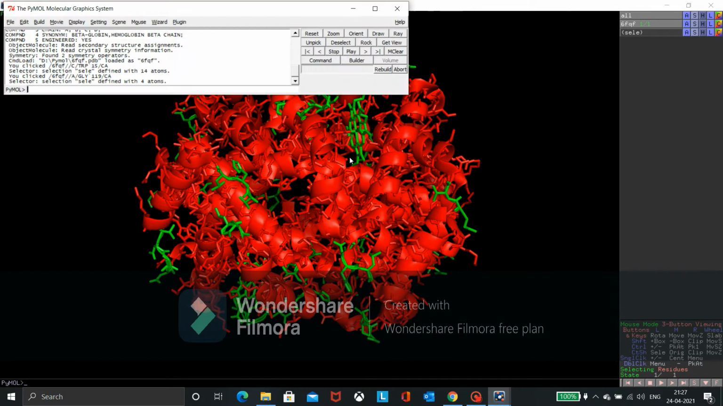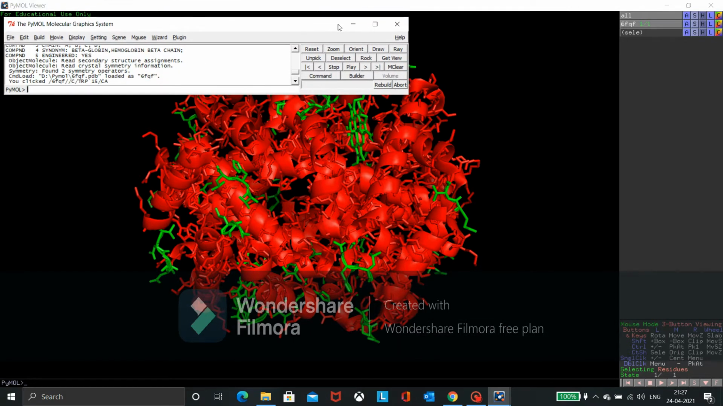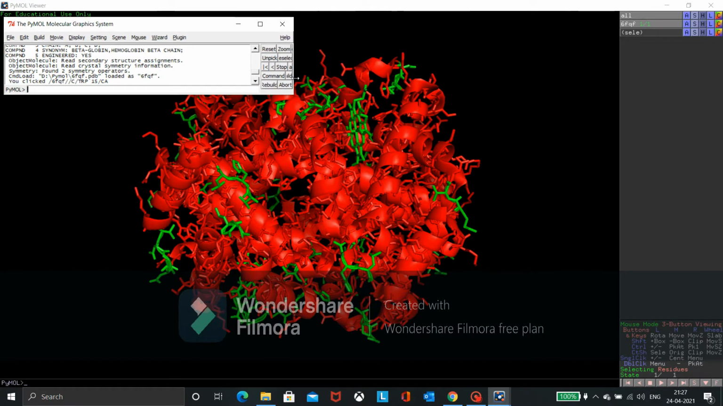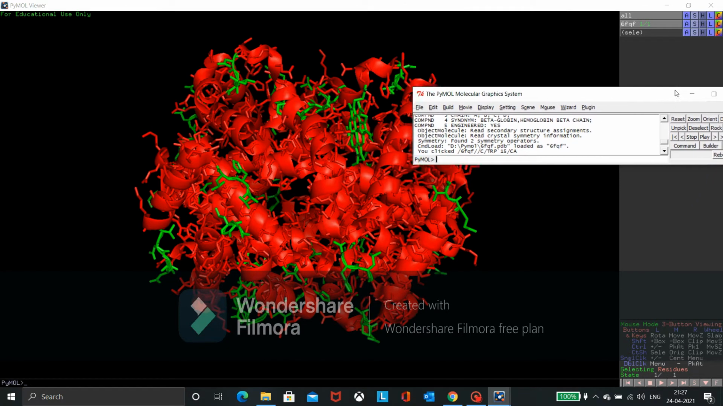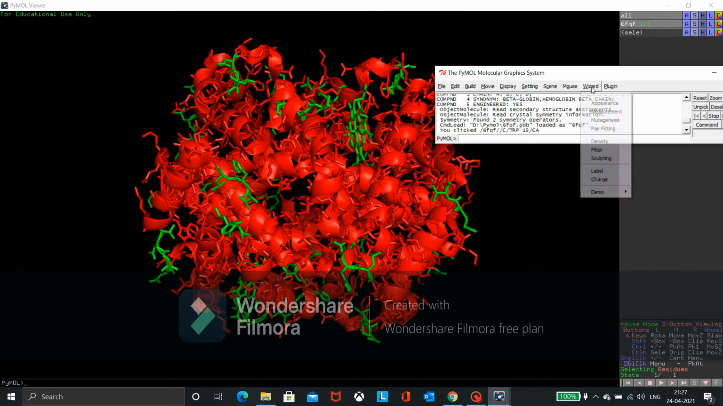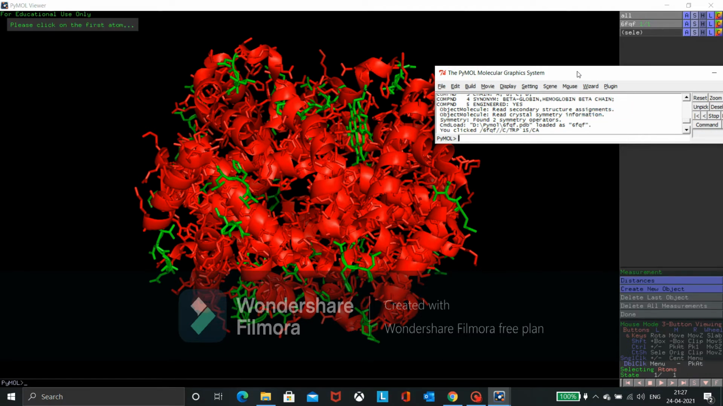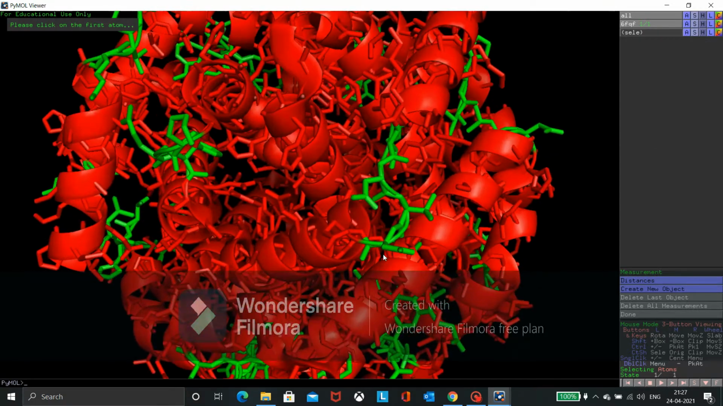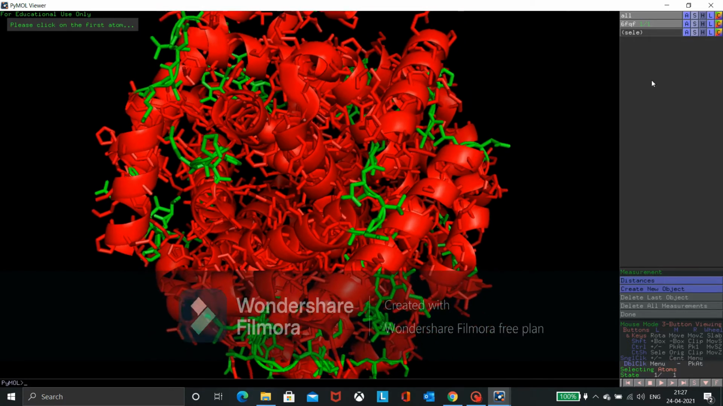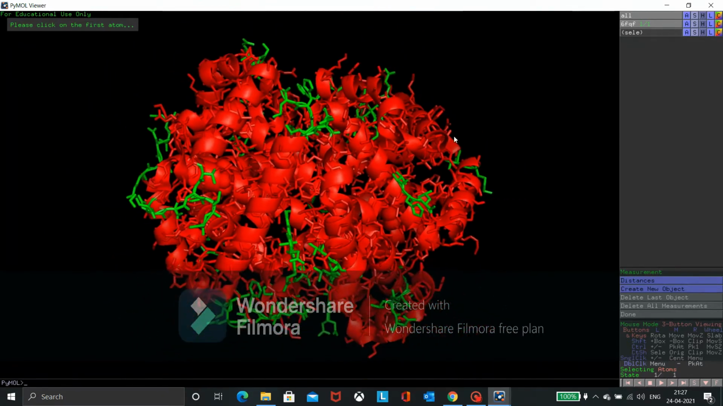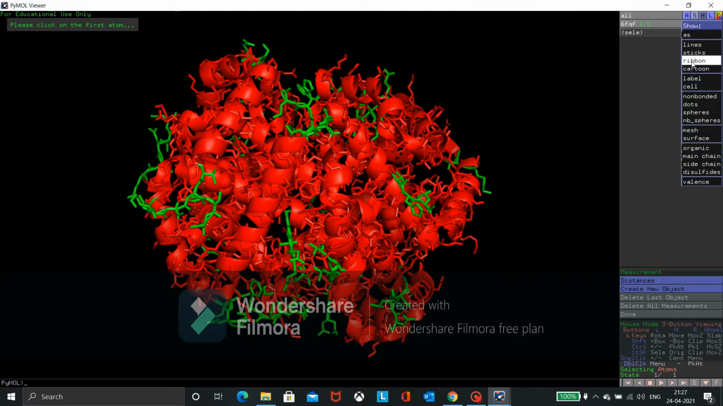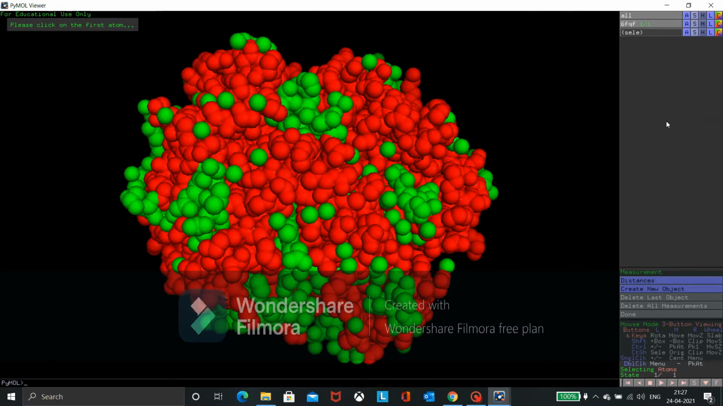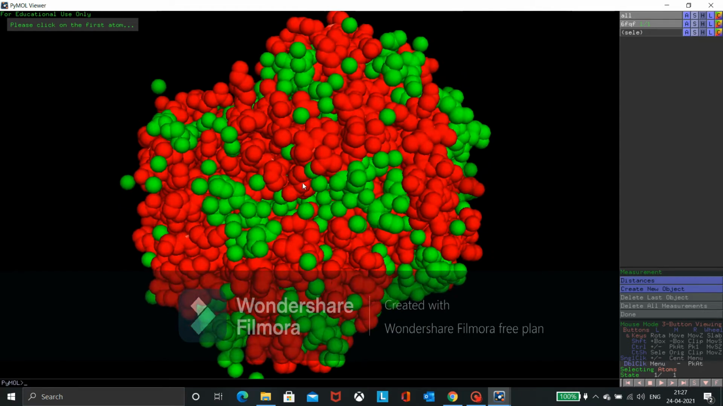So now let us check their distance. Let us check the distance of any two atoms. So at first we are going to the wizard, then measurement. So we need to click on two atoms. Let us check which atom I can pick. It can be any two atoms. It's random. So first let us make it all sphere so that we can visualize it easily.